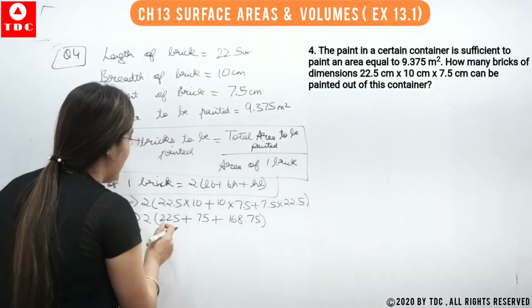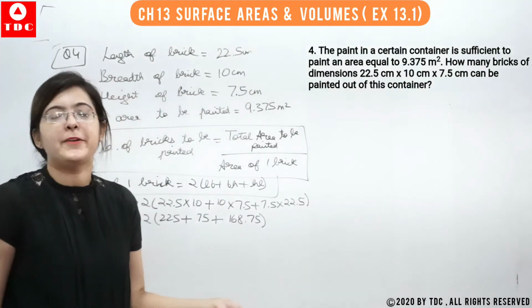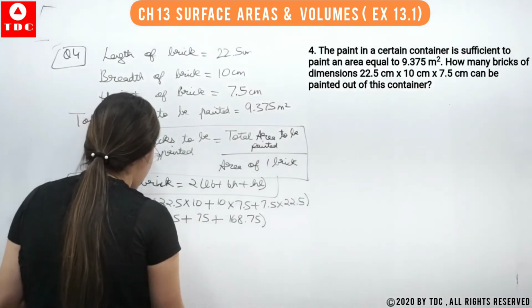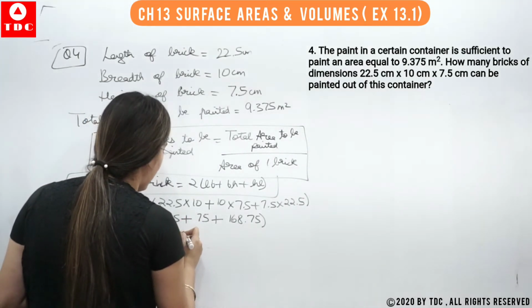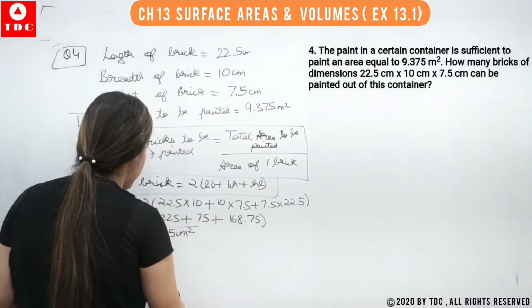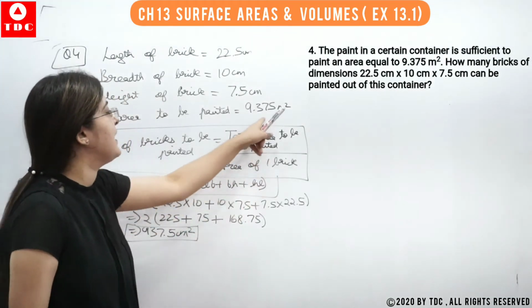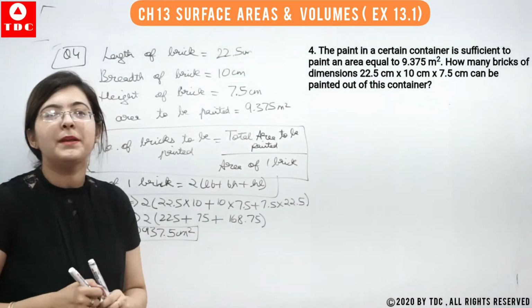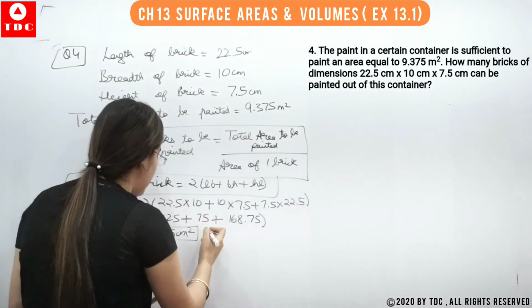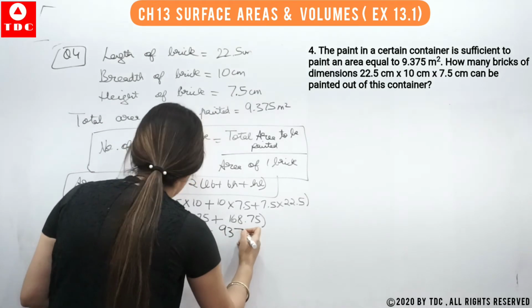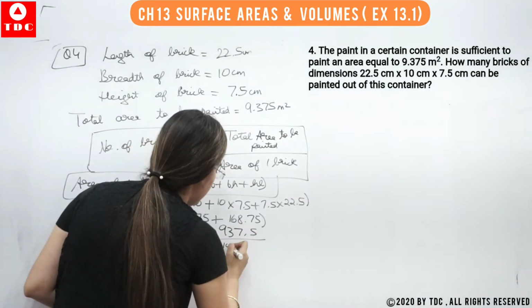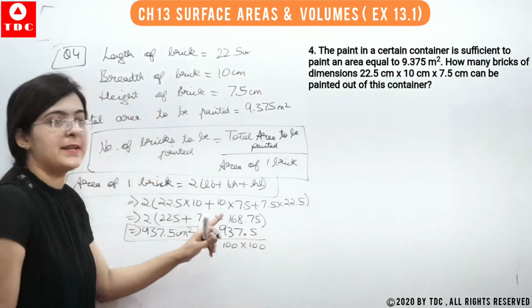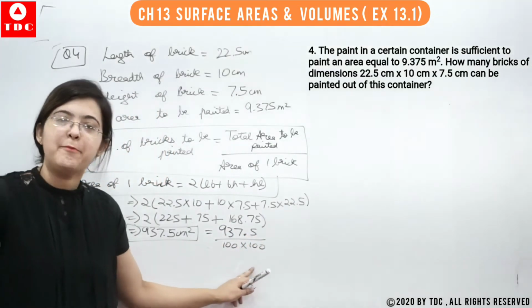Okay, when you add all these and multiply by 2, how much will you get? You will get 937.5 centimeter square. But see, our total area is given in meter square. So let's convert it into meter. What will we do? We will divide it by 100. Why are we dividing it? Because to convert centimeter into meter, we divide by 100.